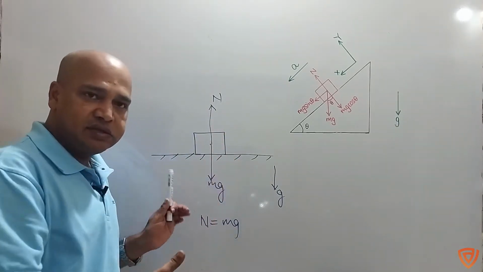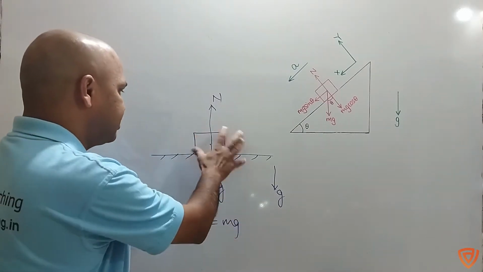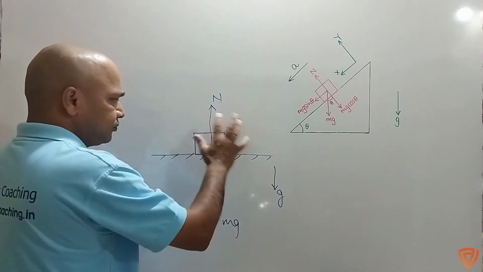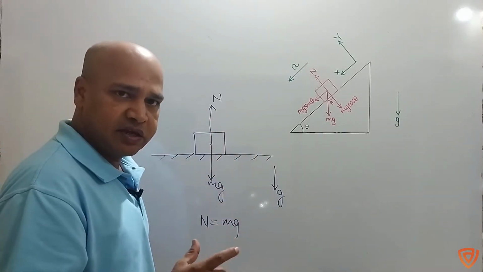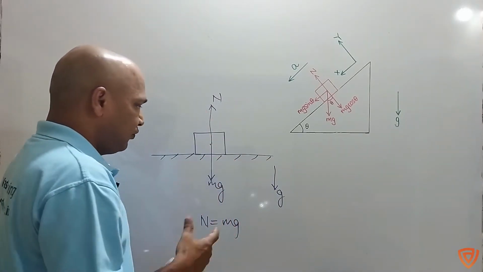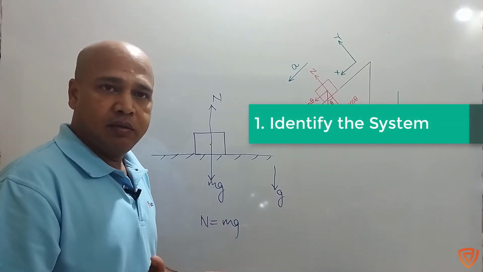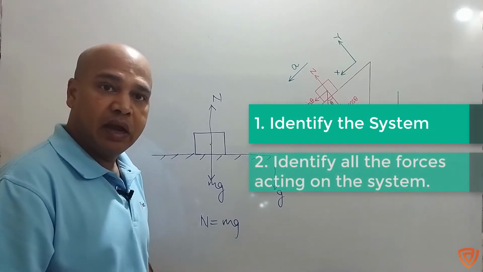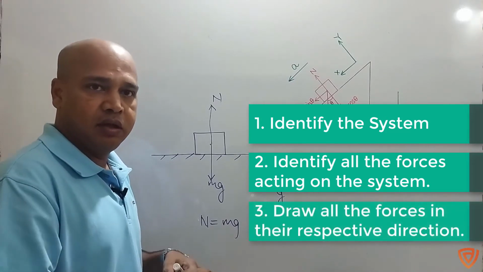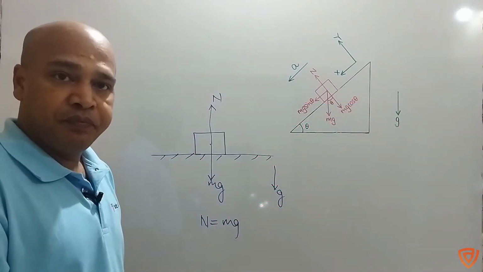In most cases you will get a body or system which is moving. I just took an example where it is not moving, a stationary block. We identify the forces acting on it, and then draw them in their directions of action. So what is the first step? First we need to identify the system on which we have to draw the forces. Secondly, we identify the forces acting on it, and thirdly, we draw those forces in their respective directions. These are the three important steps.